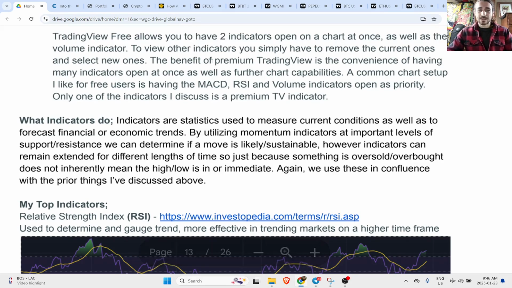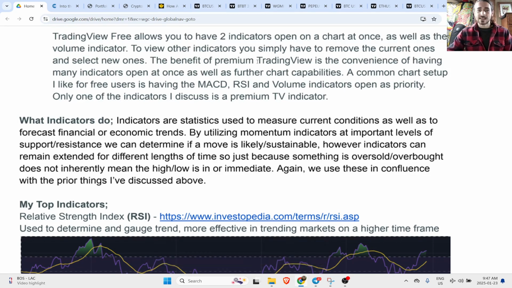So the real benefit of premium TradingView is you can have a lot more indicators open on the chart at once. I regularly use about 10 to 12 different indicators. Every day I probably use about 6 to 8. So for me to only be able to have two indicators open at once and to be cycling through 10 or more indicators frequently, it's just going to be a bit of an inconvenience. So that's why I prefer premium for TradingView.